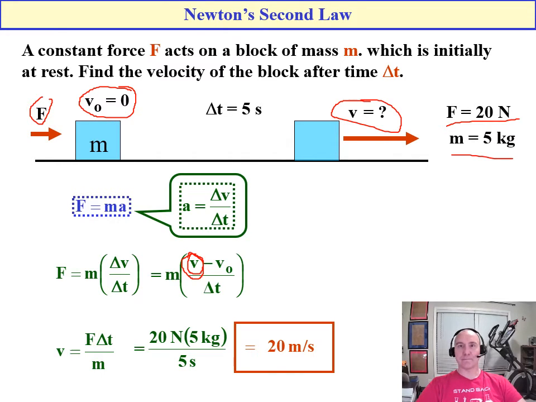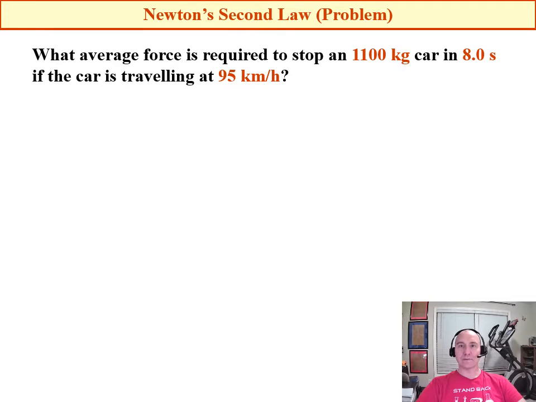20 meters per second for the final velocity. All right, so what is the average force required to stop a 1,100 kilogram car in 8 seconds if the car is traveling at 95 kilometers per hour? So we got a mass, right? And we got a time, and we got this velocity here. Now it's traveling, and what we need to do is stop, right? So this is an initial velocity, and then our final velocity is the velocity when it stops.